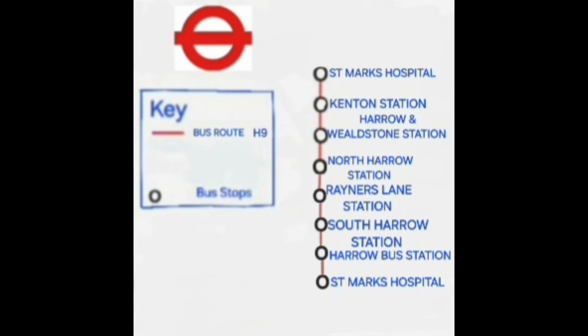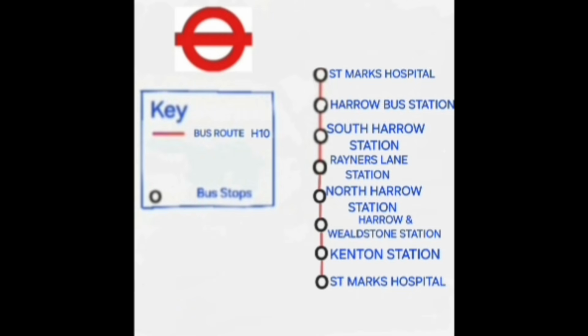This is the map for bus route H9. Bus route H9 runs between Northwick Park Hospital and Northwick Park Hospital. It goes through places such as Kenton Station, Harrow and Wealdstone Station, North Harrow Station, Rayners Lane Station, South Harrow Station, Harrow Bus Station and Northwick Park Hospital. Now that we've done the map for bus route H9, it's time to do the map for bus route H10.